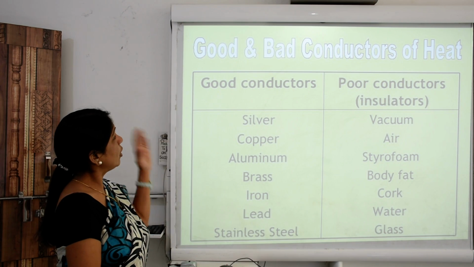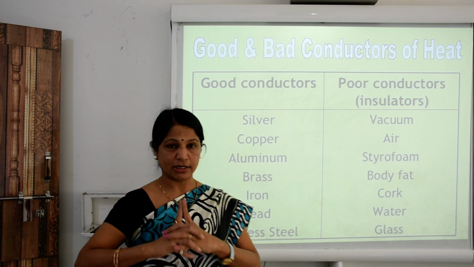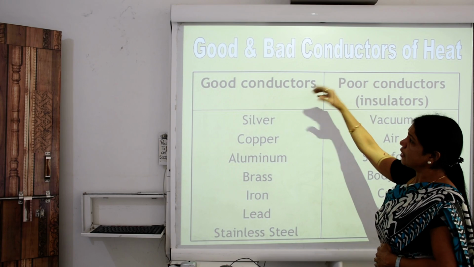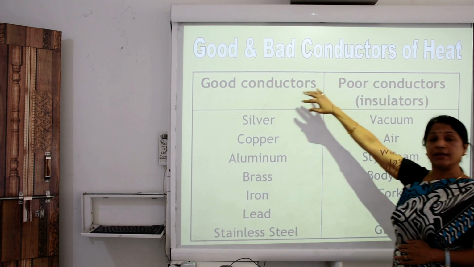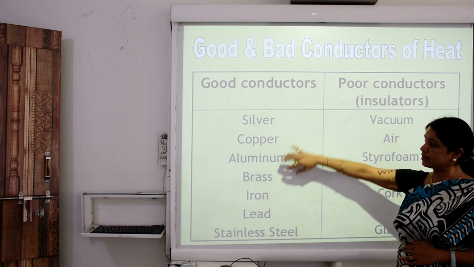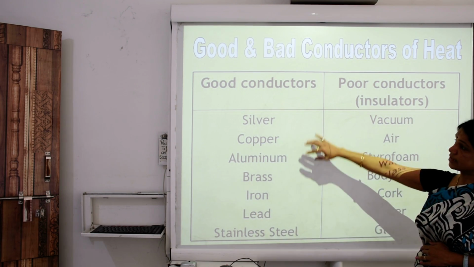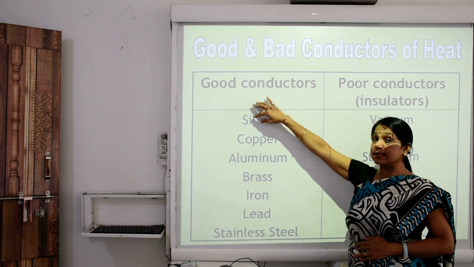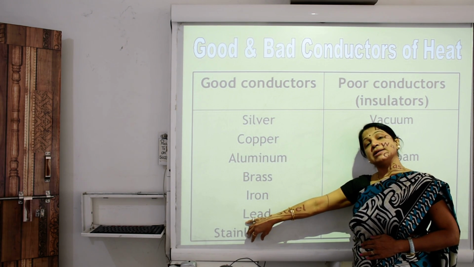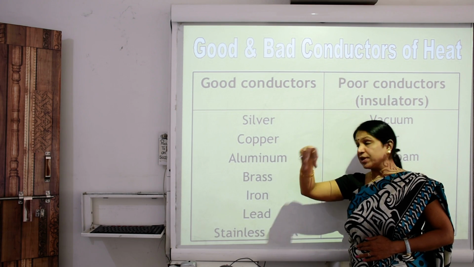I have brought for you various examples of good conductors and bad conductors. By these examples you can easily understand. First, I want to give examples of good conductors such as silver, copper, aluminum, brass, iron, lead and stainless steel. These are good conductors. Once we pass any electricity through them, the electric current starts passing, and they will definitely give some type of reaction.